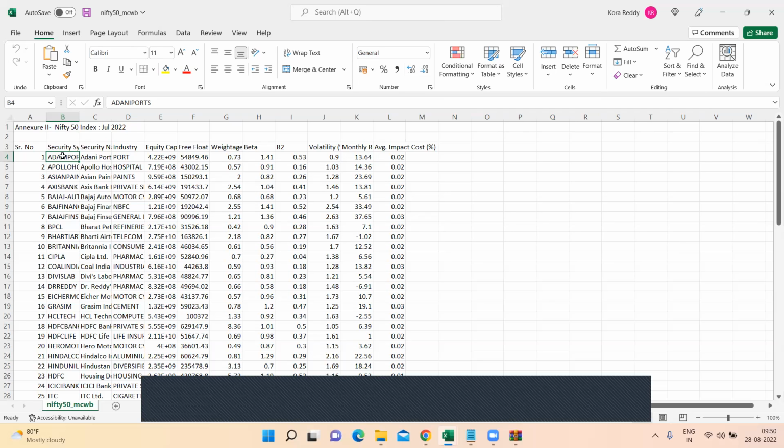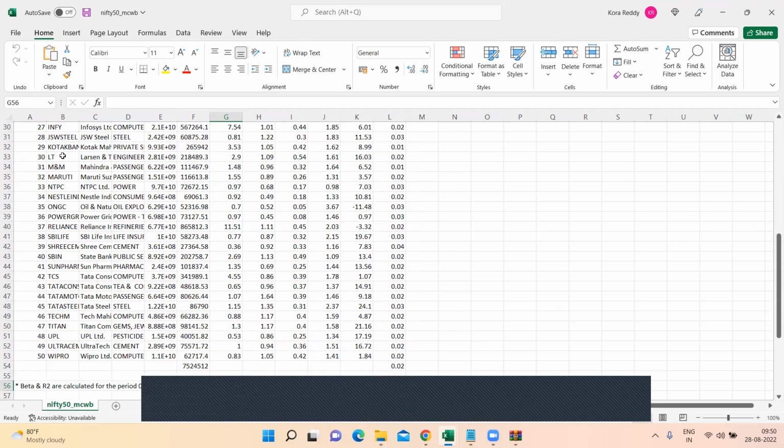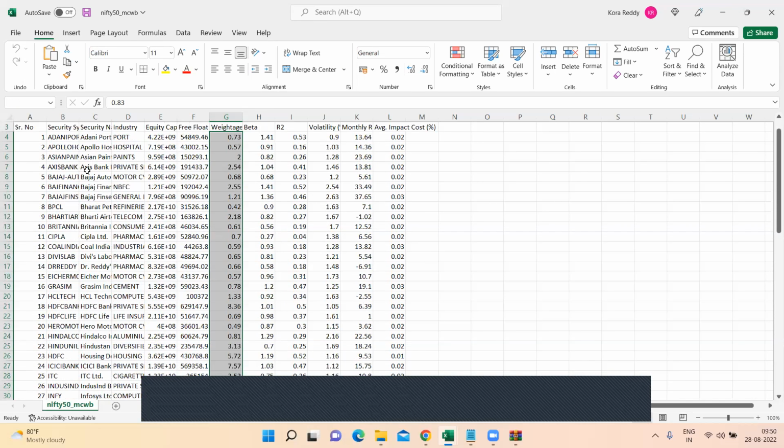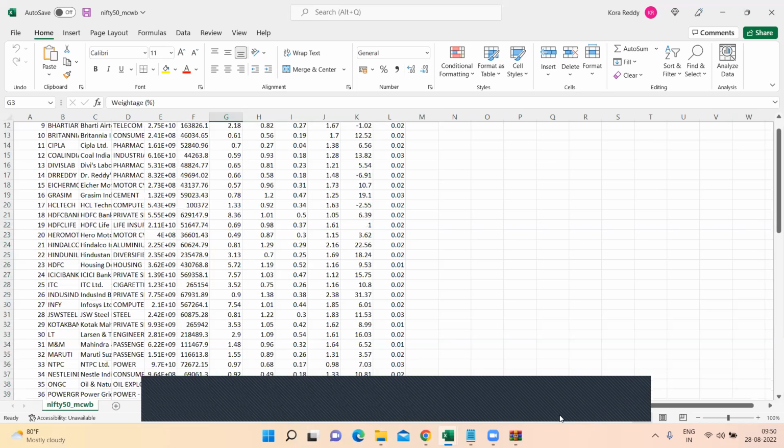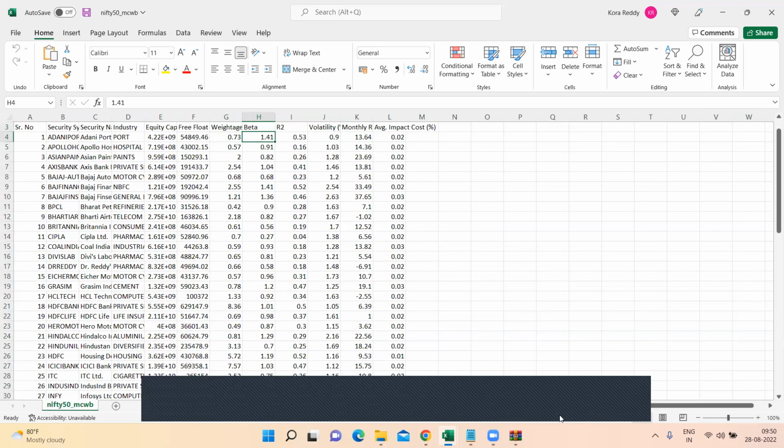So weightage is basically for a Nifty 100 percentage, your Adani Ports has a weightage of 0.73. This is a free float weightage. And then the topmost is Reliance, as of now, which has 11.5%. If you add all of them, you should get 100. Yeah, so 99.97. And then you have a beta. This is the beta against Nifty.